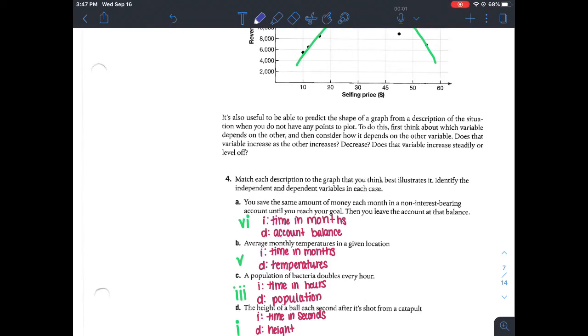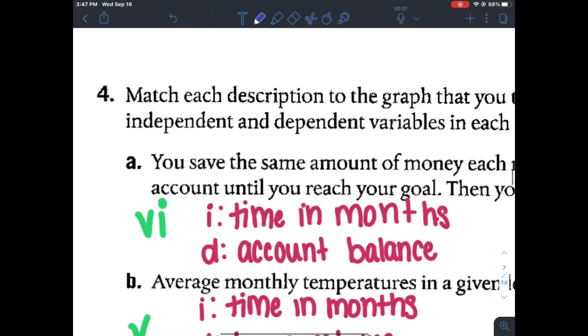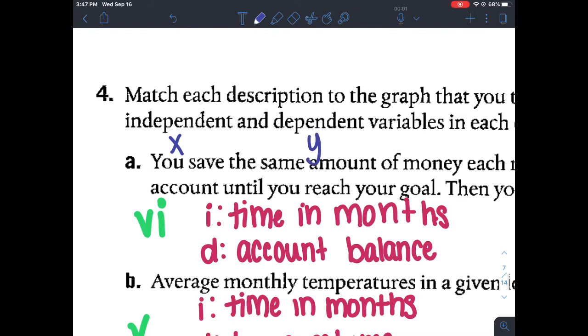Question number 4. Match each description to the graph you think best illustrates it. Identify the independent and dependent variables for each case. So independent variables are our x values, dependent was our y values. So the x-axis would be independent, dependent would be on the y-axis. So you save the same amount of money each month in a non-interest bearing account until you reach your goal. Then you just leave the account at that balance.